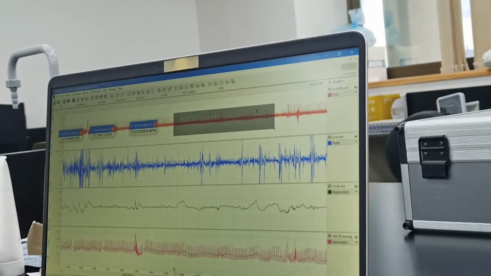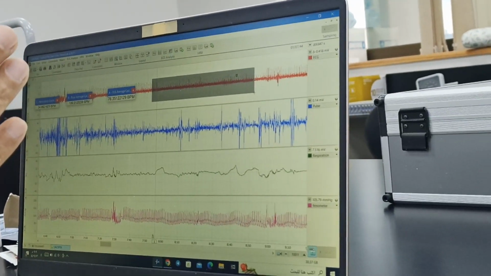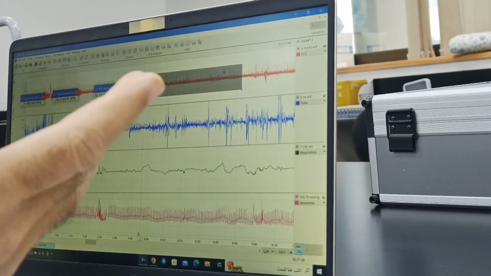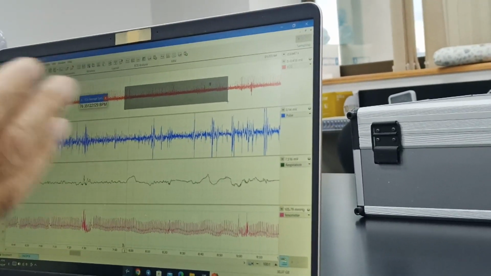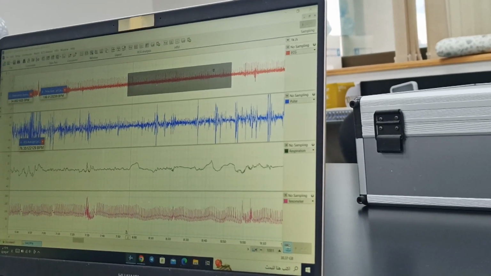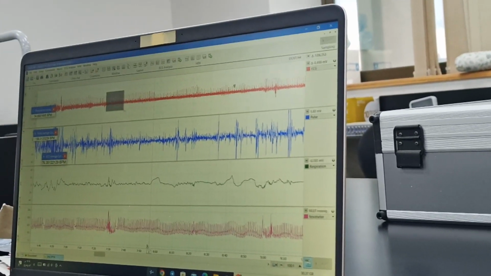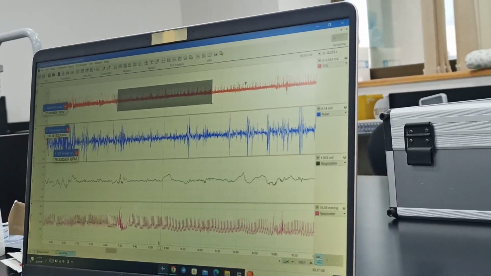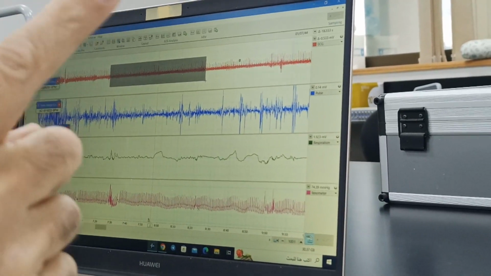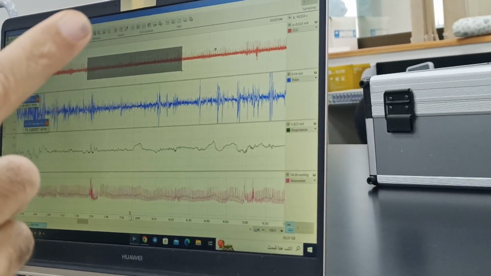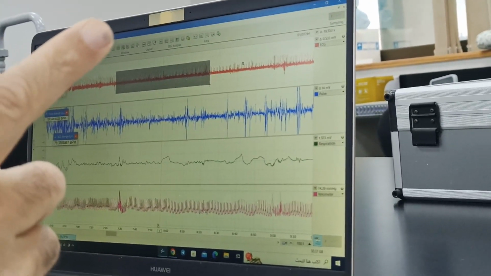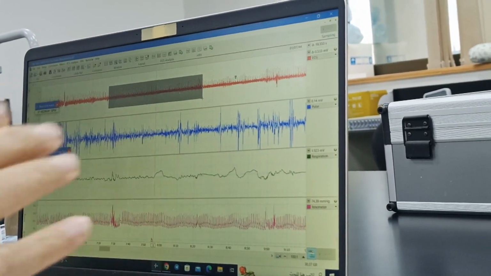In making HRV, you will have to select a region which is most clear, without any artifacts, without any places where the signal becomes disturbed for any reason. So I think this whole region is reasonably good. The standard thing is to have a 5-minute segment for ECG in order to have proper HRV calculations.